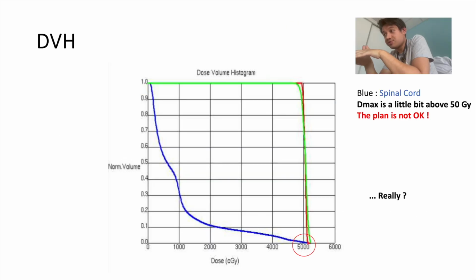Here is a dose volume histogram of a treatment near the spinal cord, and you can see that the spinal cord is receiving just a little bit too much dose, more than 5,000 centigray, so more than 50 gray, and the plan is in this case not okay.